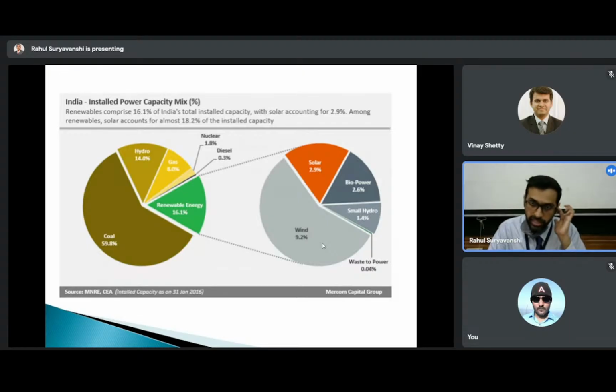Now, if we consider why this subject is very important, because if we consider the data, around 16.1%, this is the 2016 data which I have taken, but currently if you just take the 2021 data, around 25% to 30% of the total energy which has been generated in India comes from renewable energy.